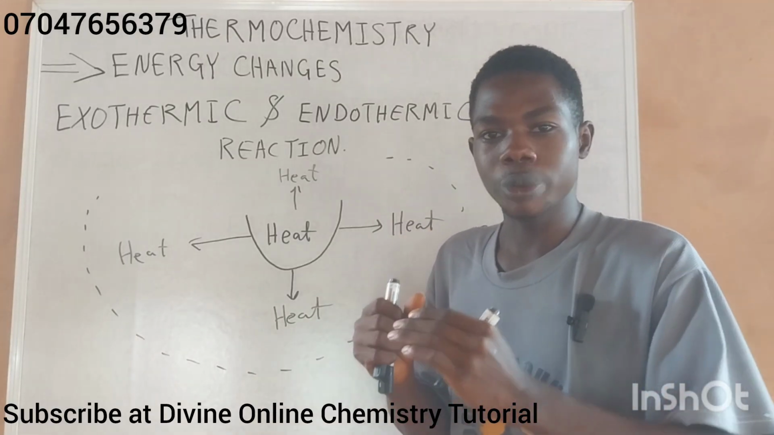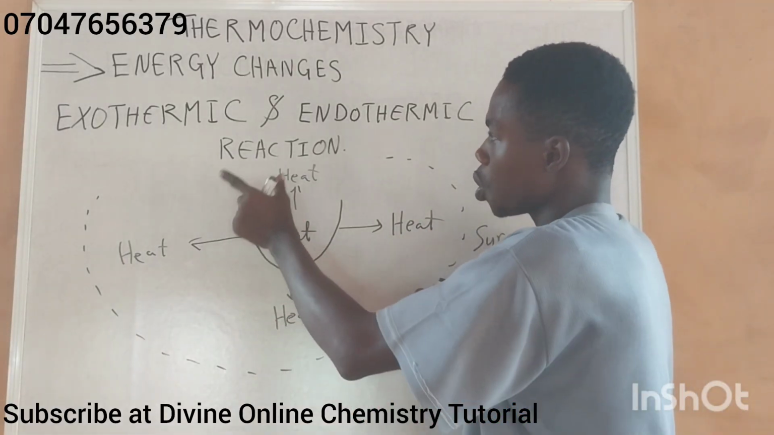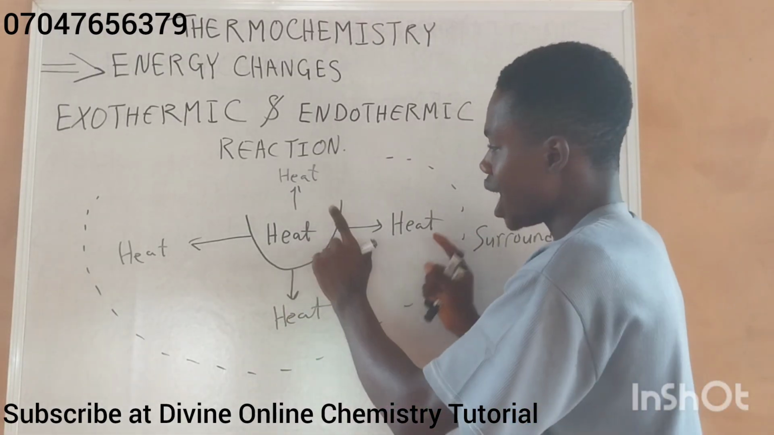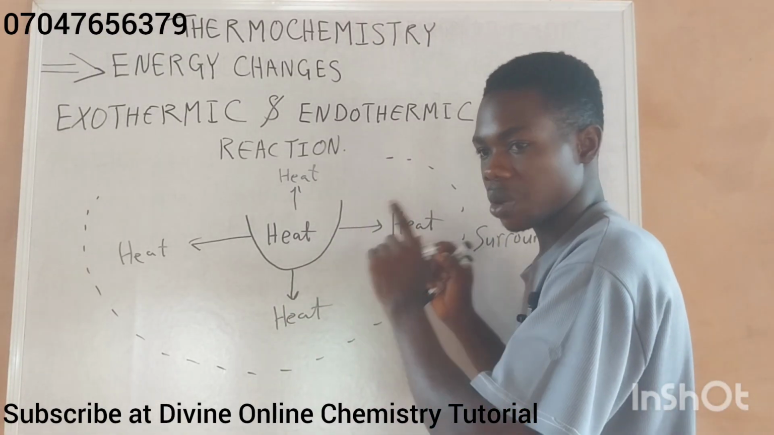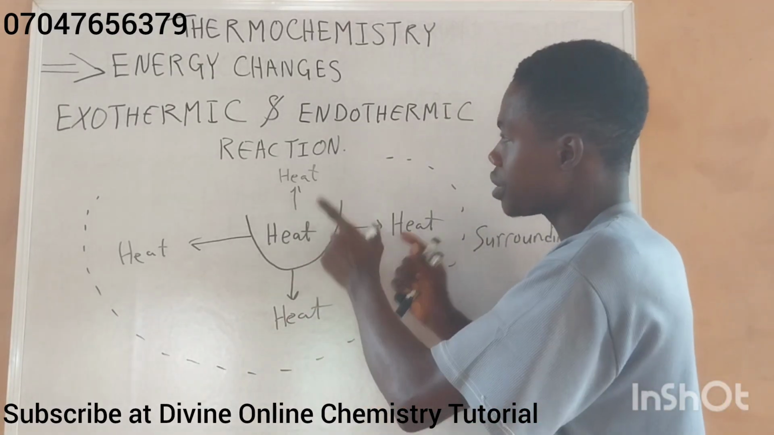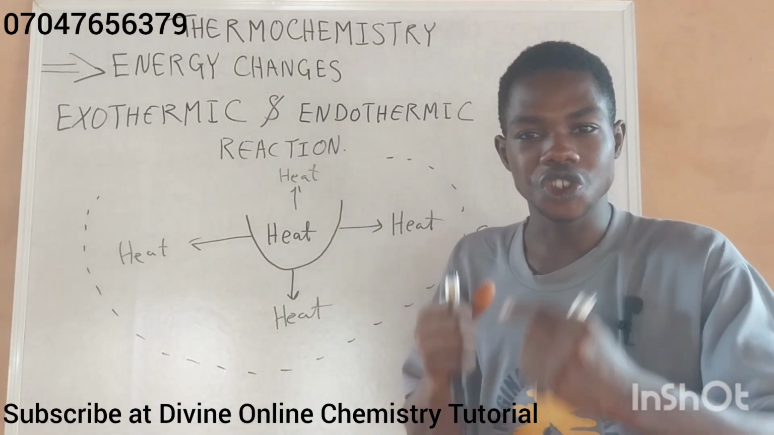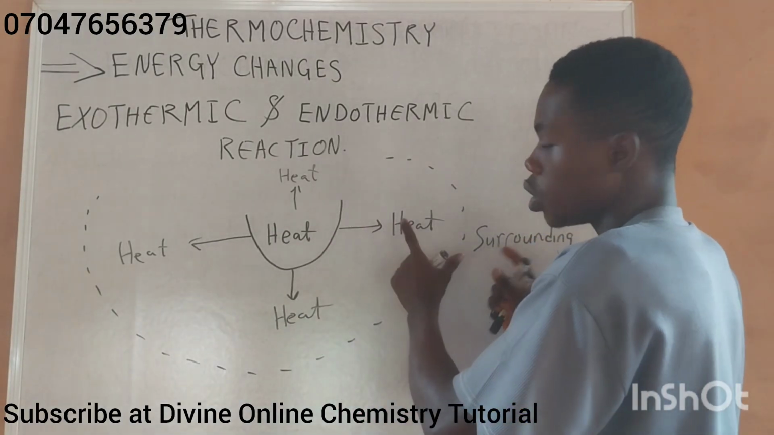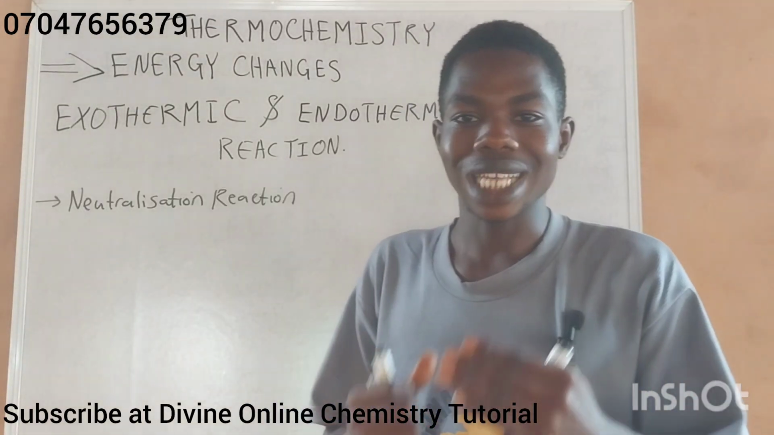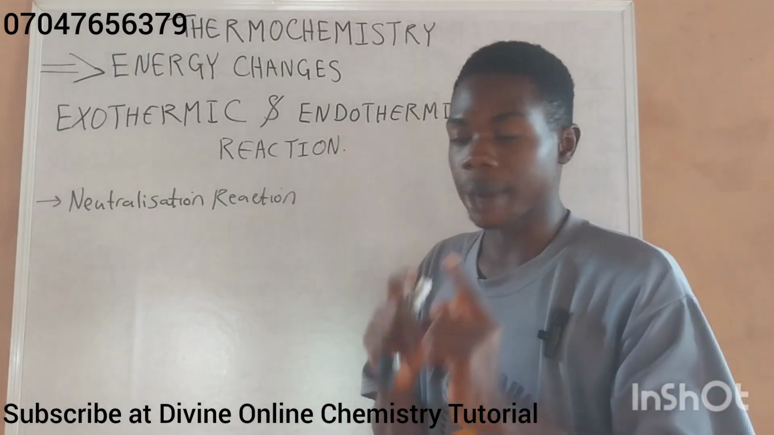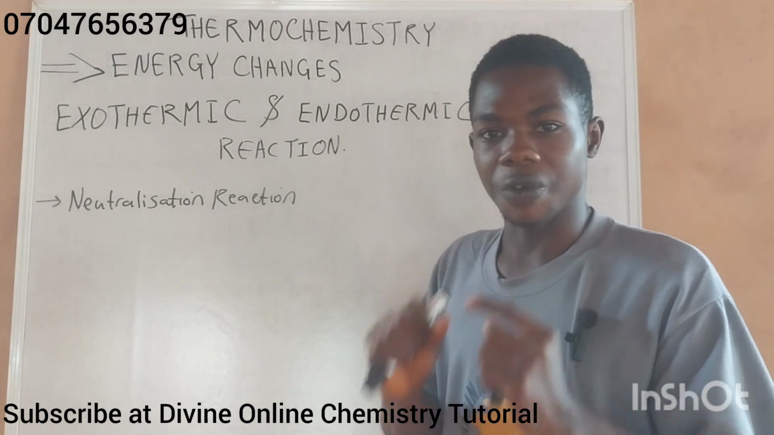So from here, we'll be taking an example of exothermic reaction. So we'll be taking an example to explain this exothermic reaction properly well. And please take note that one of the examples of exothermic reaction is that of neutralization reaction. So I'll be setting the example on the board right now. Like I said earlier on, neutralization reaction is one of the examples under exothermic reaction.